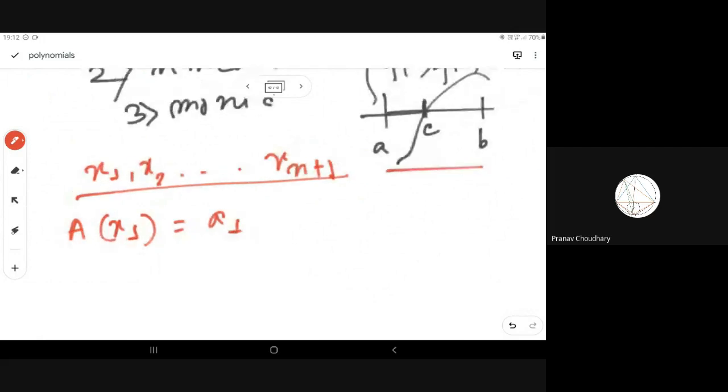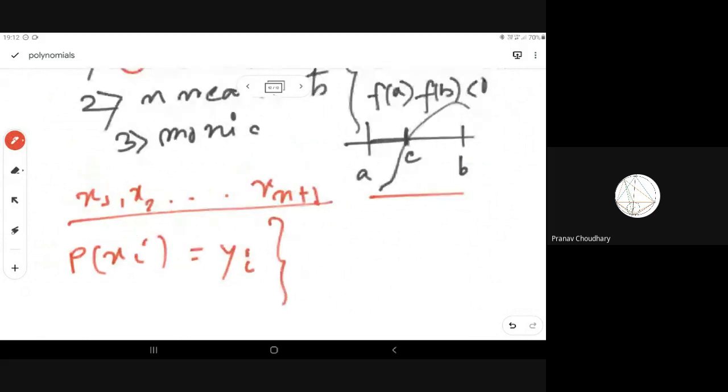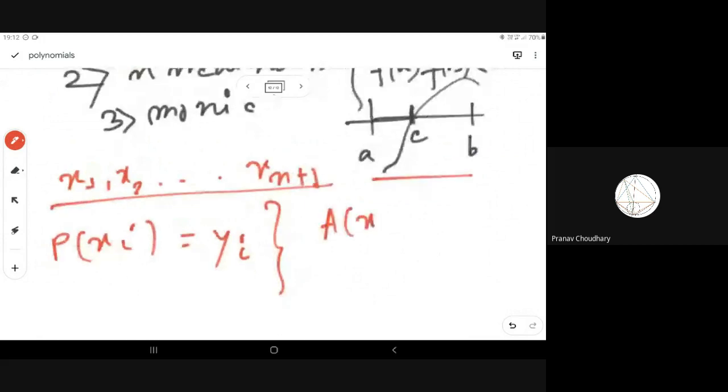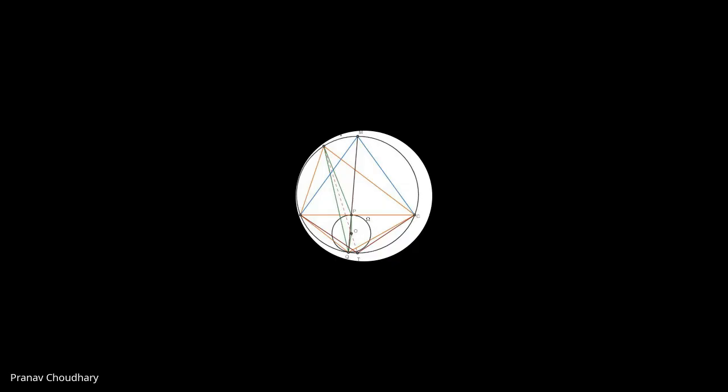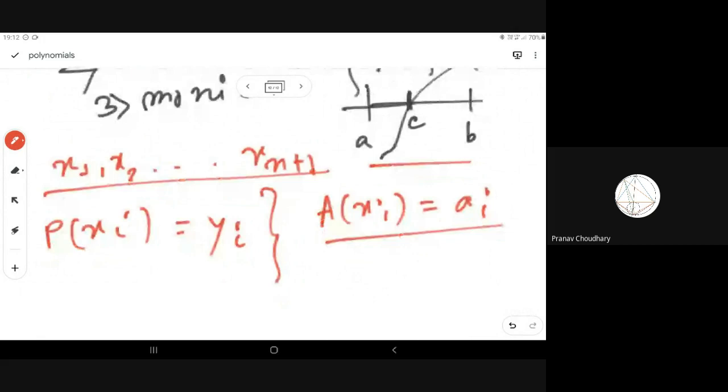So suppose you have p of xi equals say yi, right? First think of a of xi equals ai, right? To first of all ensure that a has n real roots, we will choose ai such that the IVT condition is satisfied. Also note that if you force A to be monic, then B is automatically monic, because you just define it that way.